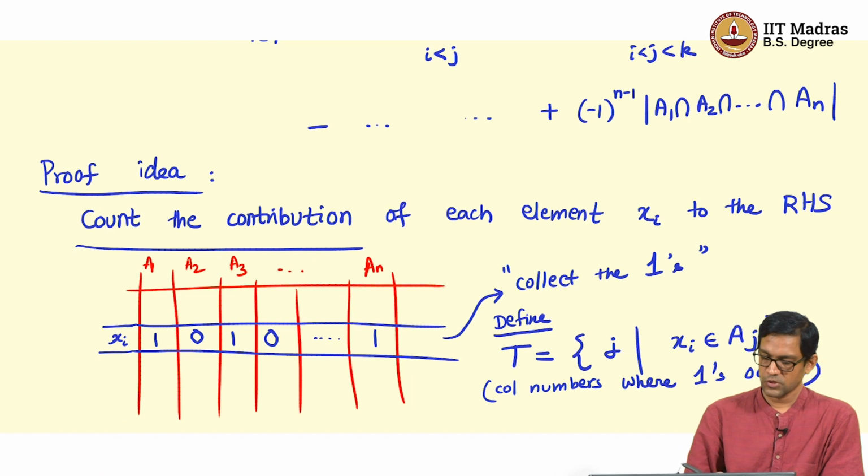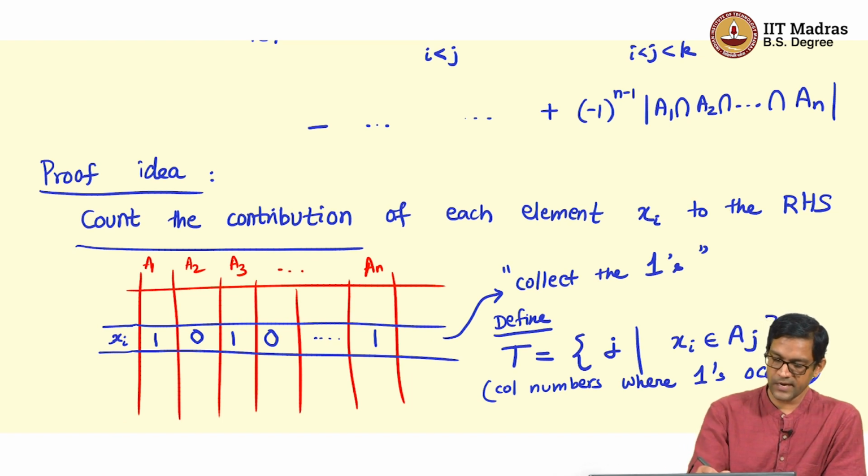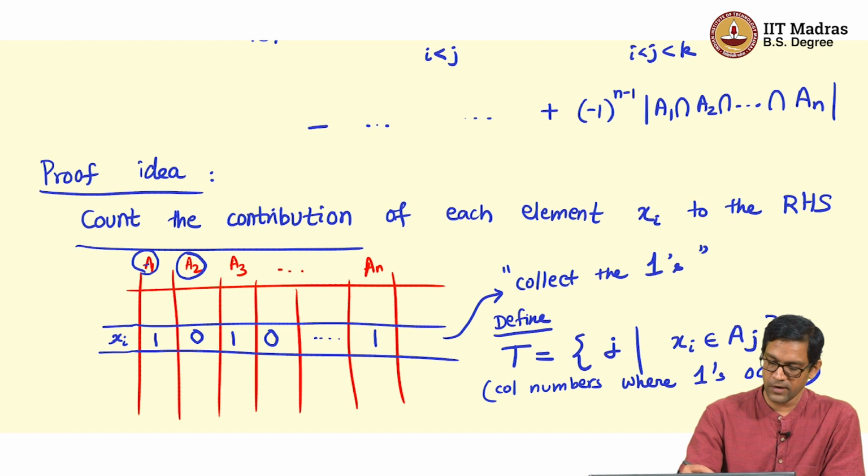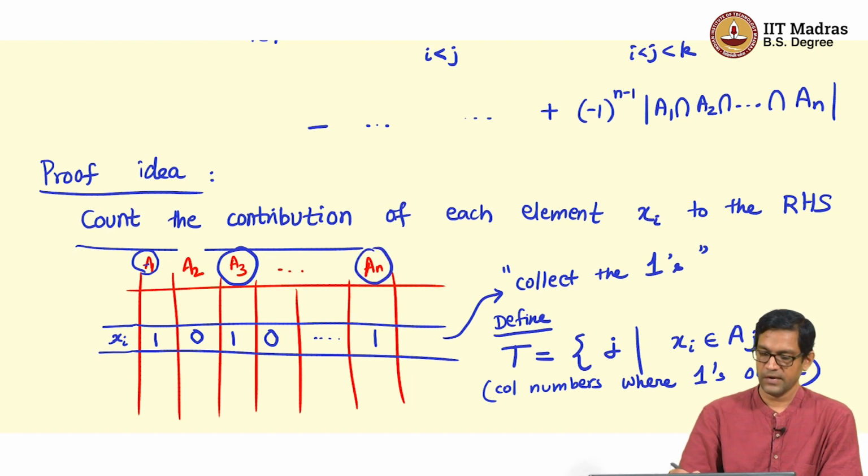Okay. So, the column numbers where ones occur are exactly the sets ai. So, in this case x belongs to a1, it belongs to a3, so it does not belong to a2, it belongs to a1, a3, an, right. Maybe there are some ones in the middle, I do not know. Okay. So, the column numbers where ones occur is what I am looking at.